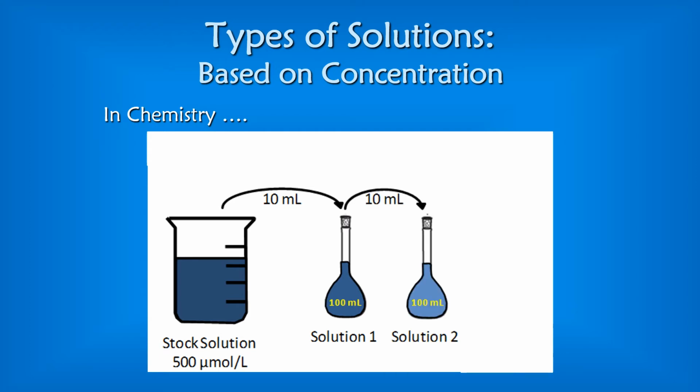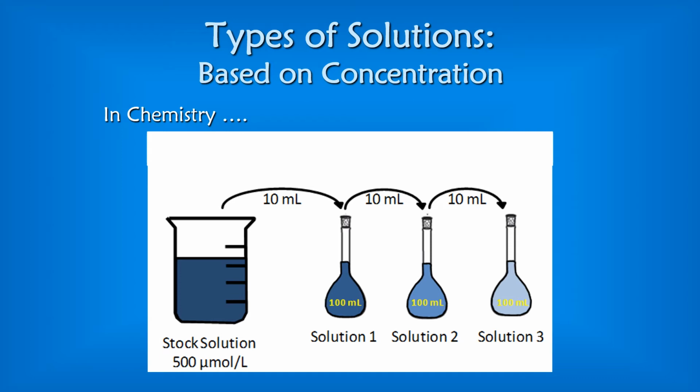And we can keep doing that. Let's say we still need a more dilute solution. We can take 10 milliliters from our solution 1 and pour that into another bottle, fill it up with water. Now it has even less solute. We can do that one more time. Take 10 milliliters from the previous one, pour that in a new bottle, fill it up with water. Now we have an even more dilute solution.